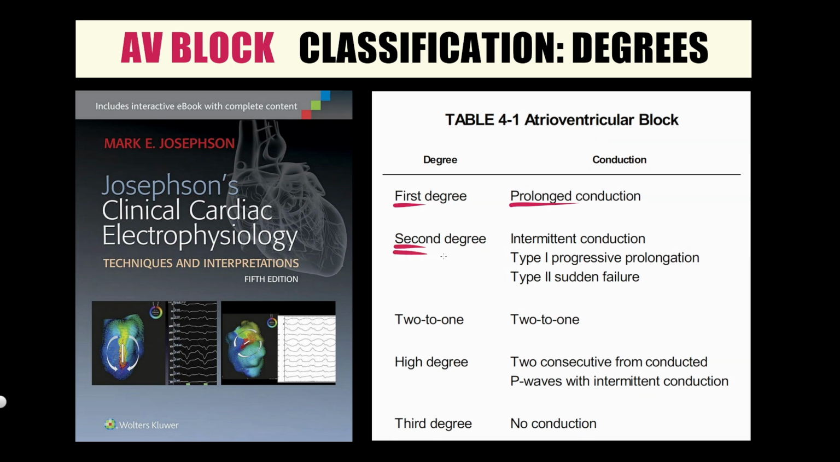Second degree AV blocks are characterized by intermittent conduction with QRS dropping. 2:1 conduction is characterized by dropping every second QRS. High degree AV block is characterized by dropping 2 or more consecutive QRS. Third degree is defined as absence of conduction between atria and ventricles.